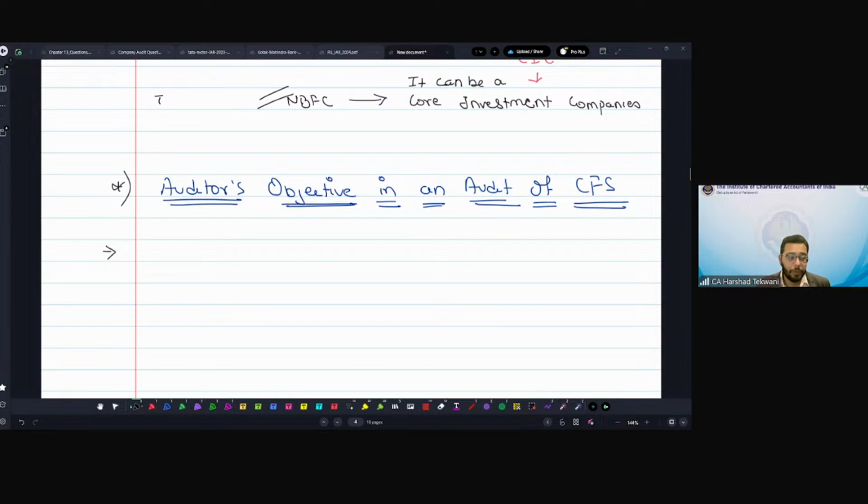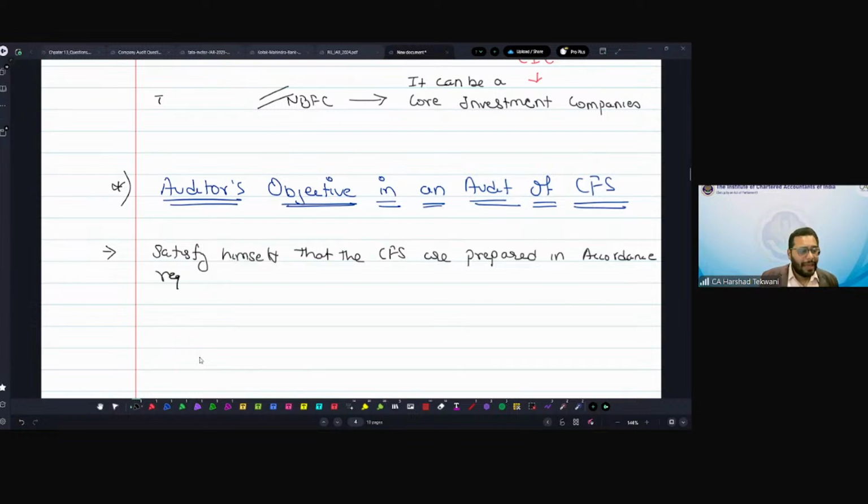Anyone? No? Okay. So I can classify the requirements into 4 to 5 points. Number 1, the auditor has to satisfy himself that the financial statements, here we are talking about consolidated financial statements, so he has to satisfy himself that the CFS are prepared in accordance with the requirements of the applicable financial reporting framework, very simple and discussed multiple times. It means whether they are complied with Rule 6 or not, or Schedule 3 or not.